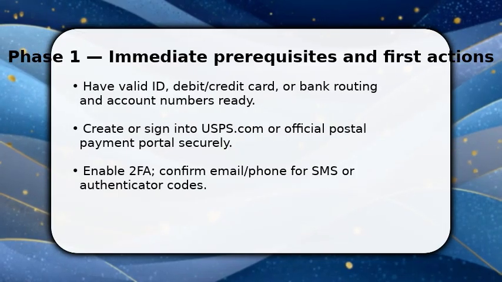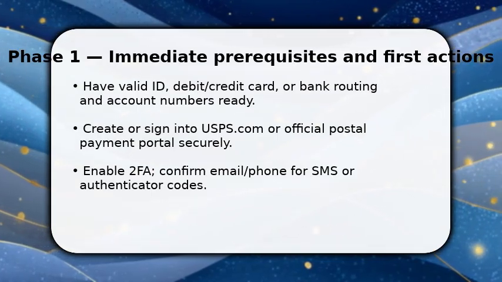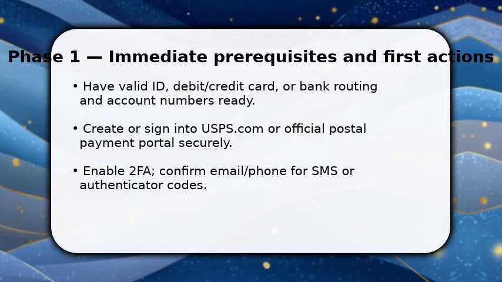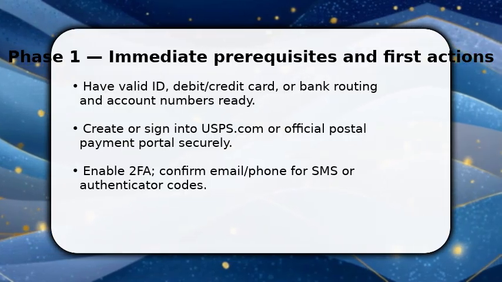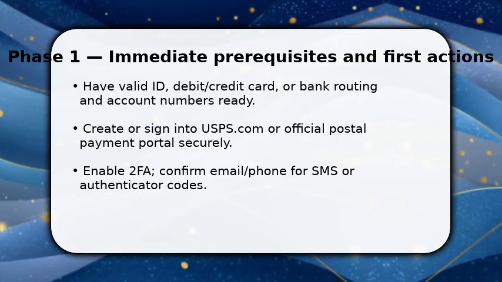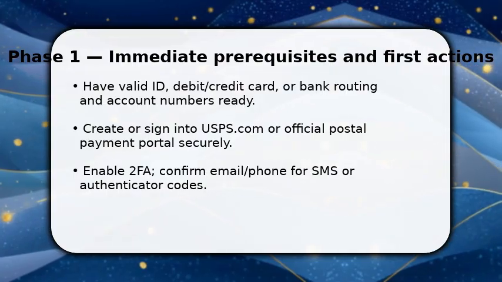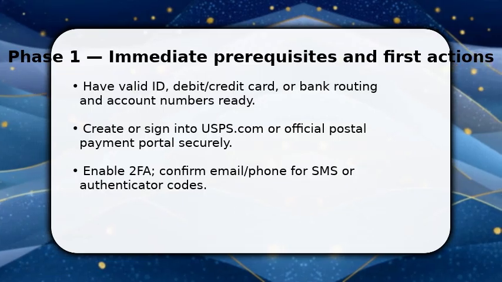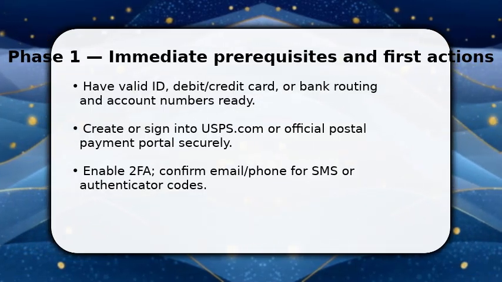You begin by gathering the essentials: ID, your card or bank routing plus account number, and the recipient details. Next, sign into the official postal payment portal, use a strong password, and enable 2FA so you can receive codes. Once logged in, locate the Pay Money or Money Orders/Payments section. This directs you to the correct online form. Make sure your browser is updated and not on public Wi-Fi to avoid interruptions or security flags.